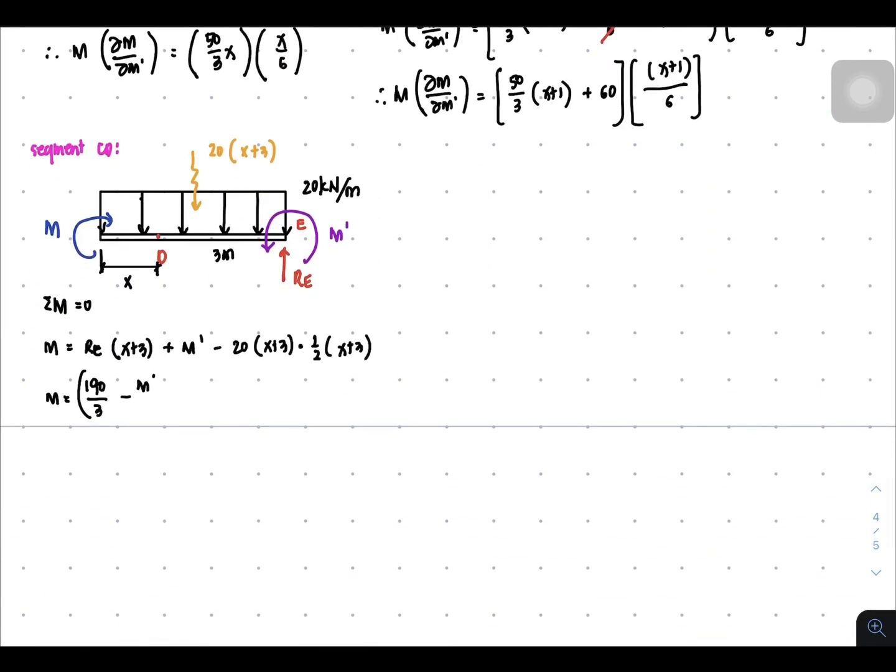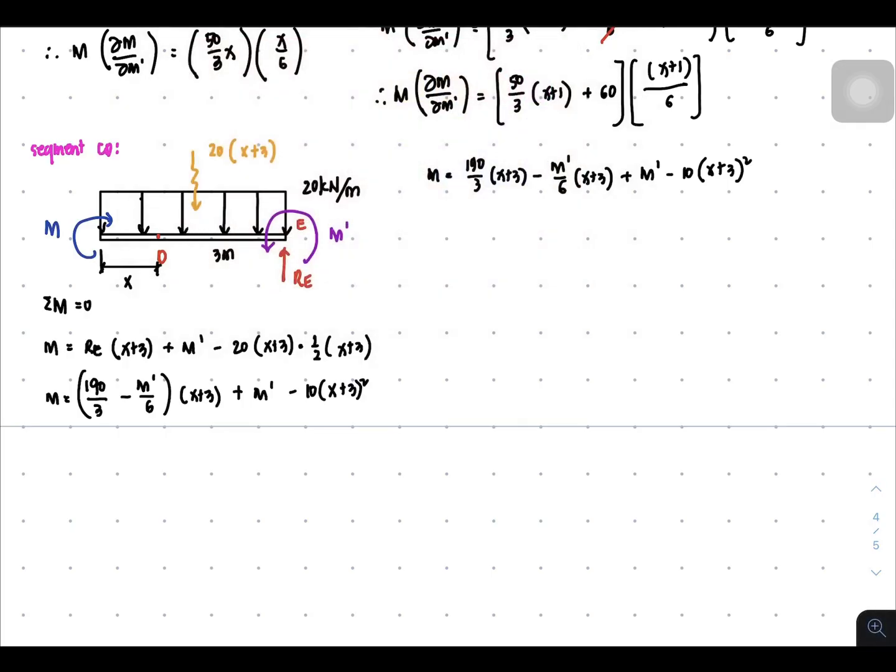Yes, minus M prime over 6. So it's M prime over 6 times x plus 3, then plus M prime, and then minus 10 times x plus 3 squared. So this time, let us distribute the x plus 3 to each term. So 180 over 3 times x plus 3, minus M prime over 6 times x plus 3, then plus M prime minus 10 times x plus 3 squared.